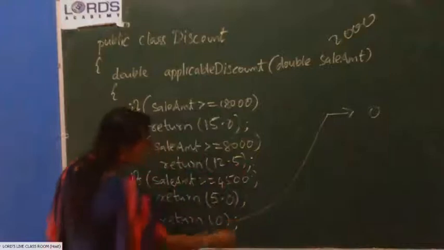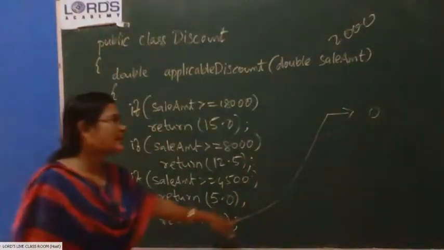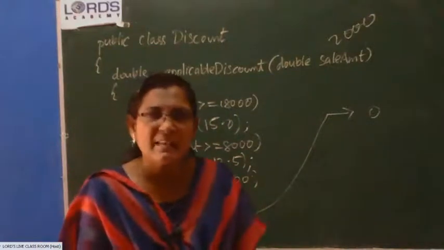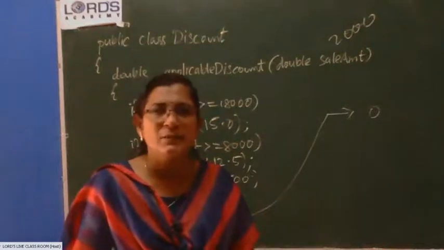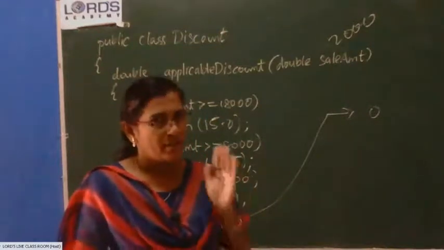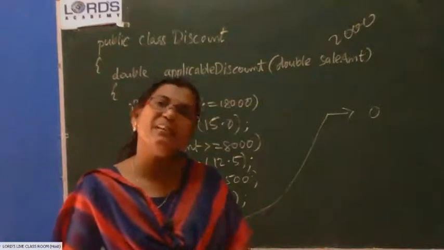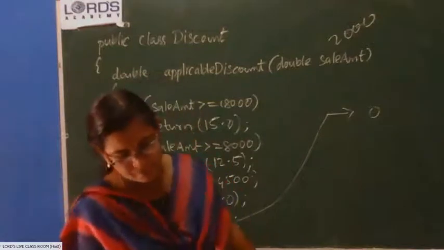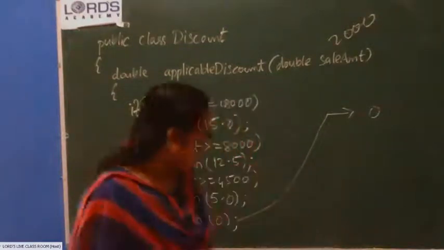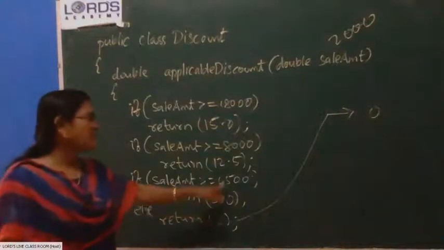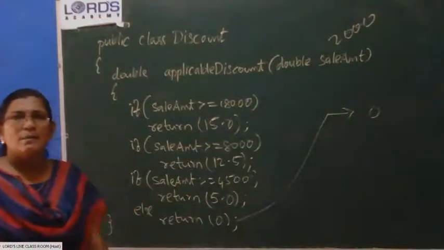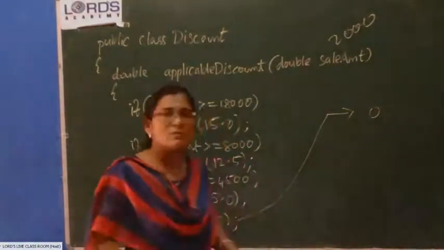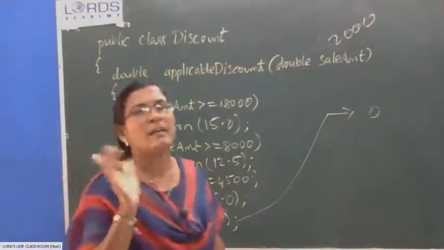So at this point this return command executes. In this case you have seen that whatever the sales amount may be, only one return command executed. That's what in Java: you can give a number of return statements in a method, but only one return command executes. Along with the return command we have given values to be returned to the part where the method call is given. Only one value you can return.